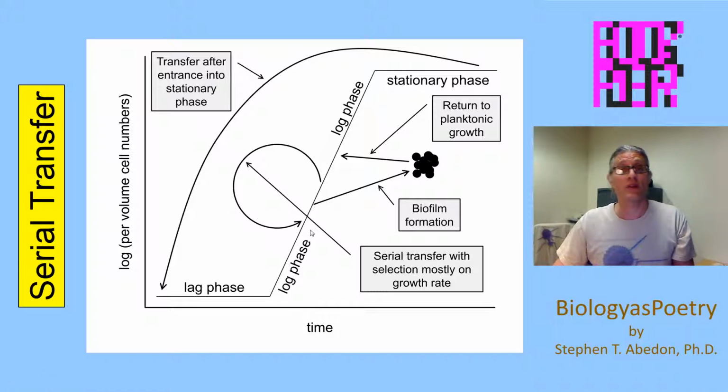Remember, if you're trying to emphasize adaptive evolution, then you want to make sure that a relatively large number of organisms are transferred each step, because that way you won't be losing relatively rare beneficial mutations that over time could increase in frequency within the population.